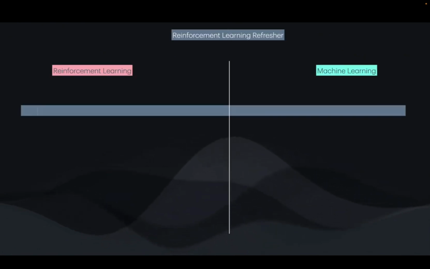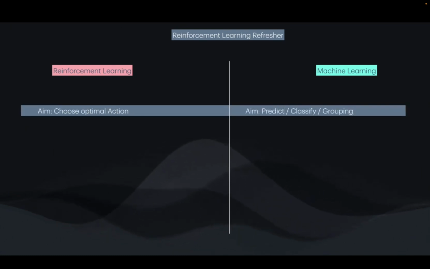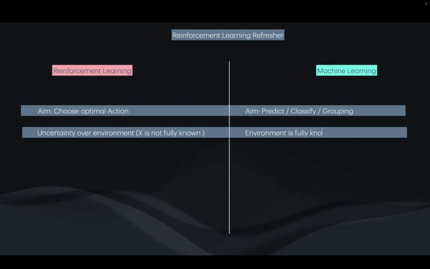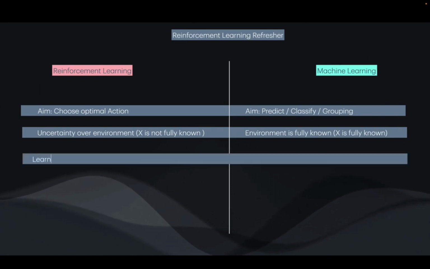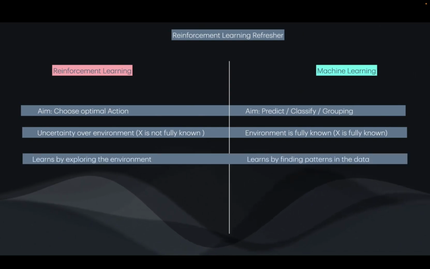Now let's talk about how reinforcement learning is different compared with machine learning. First of all, the aim in reinforcement learning is to choose the optimal action. What this action is, and the terminologies I am using, I will talk about in much more detail in the next few minutes. The aim of a machine learning task is to predict, classify, or group, which is nothing but clustering. Then there is uncertainty over the environment. In machine learning, the data set we pass to the model, which is X, is fully known, so the environment is fully known. But in reinforcement learning, X is not fully known, so you do not know the environment fully. You learn by interacting with and exploring the environment, while machine learning learns by finding the patterns available in the data.